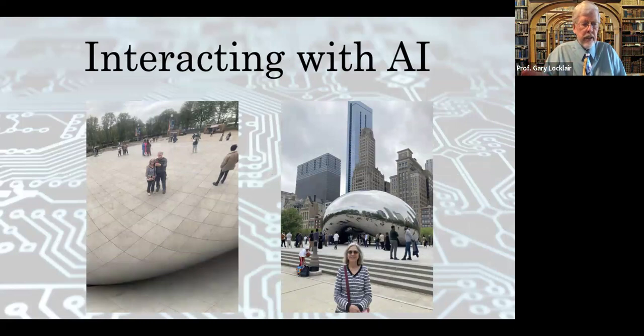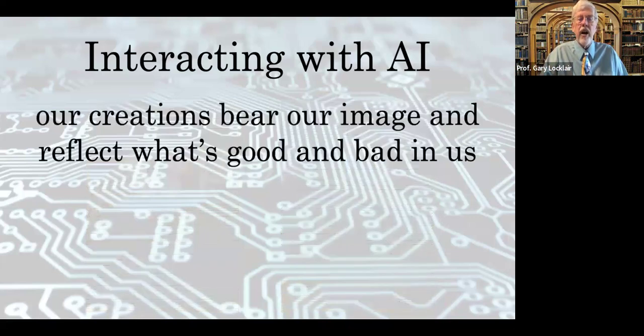So, interacting with AI. I've shared this image with you before. My wife and I standing in front of CloudGate, otherwise known as the Bean in Millennium Park, Chicago. People stand there to see a reflection of themselves. Our creations bear our image. Therefore, they reflect what is good and bad in us.